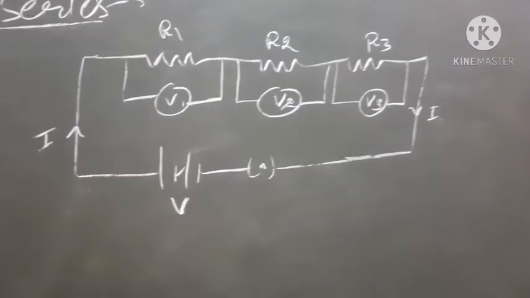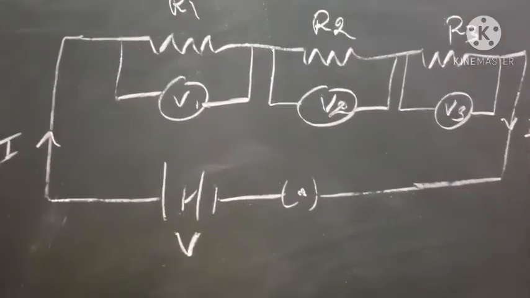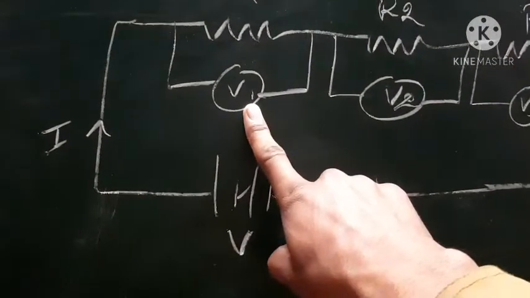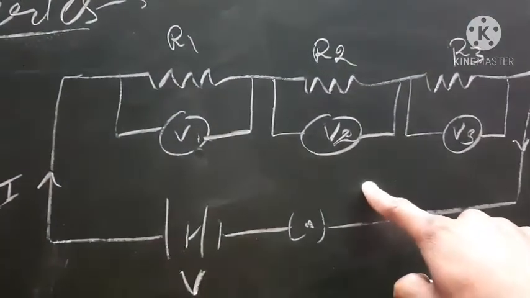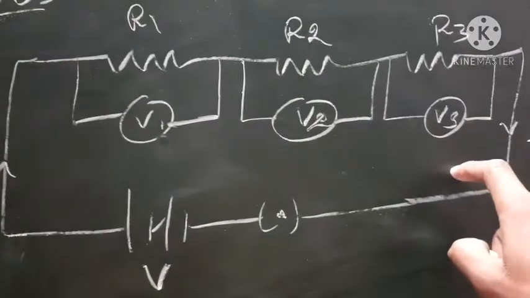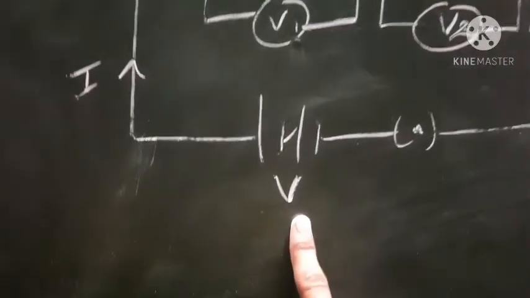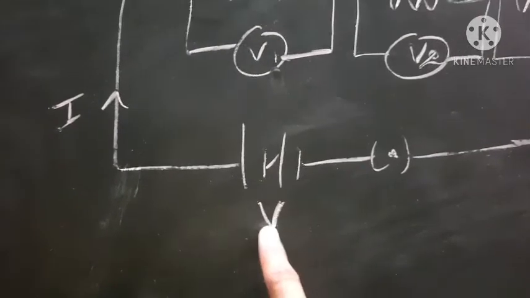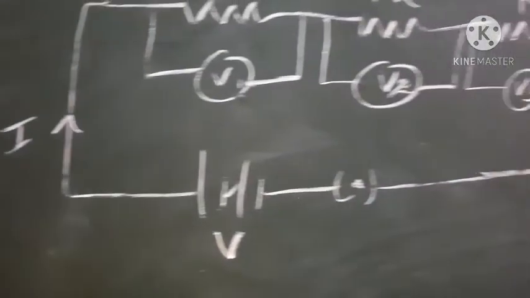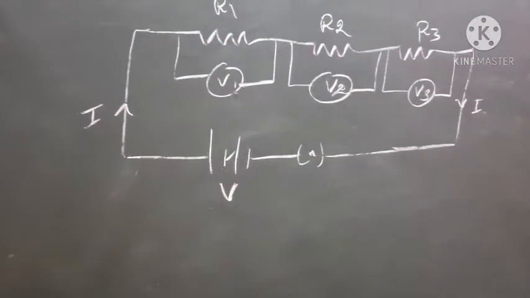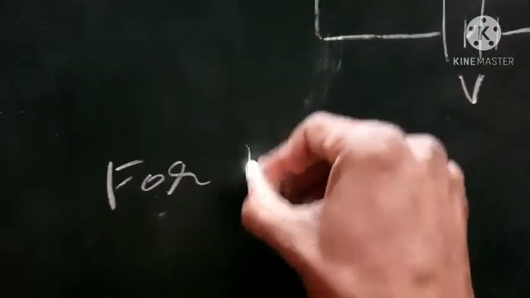So let's see. This is the combination of three resistors R1, R2 and R3 in series, and we place here voltmeter V1 for calculating the potential difference across R1, V2 for calculating the potential difference across R2, and V3 to calculate the potential difference across R3. And this is a battery of potential difference V and the amount of current passing through it is I. So now let's talk about the total resistance.